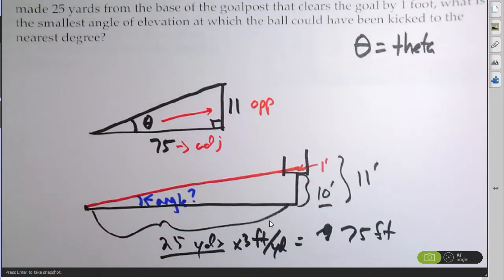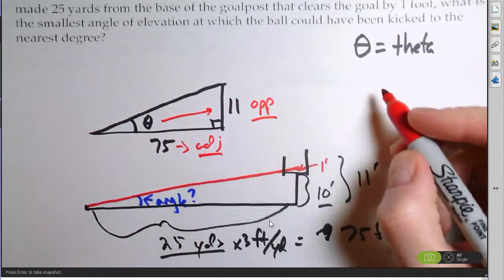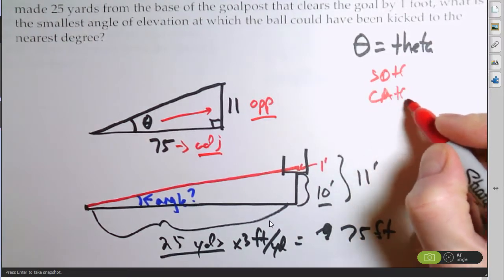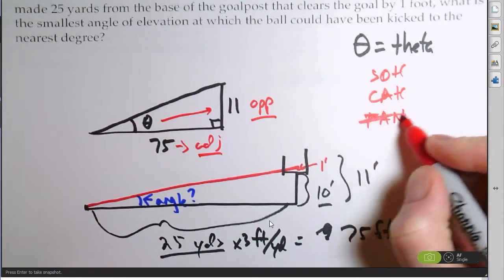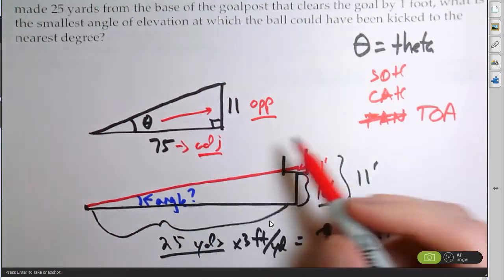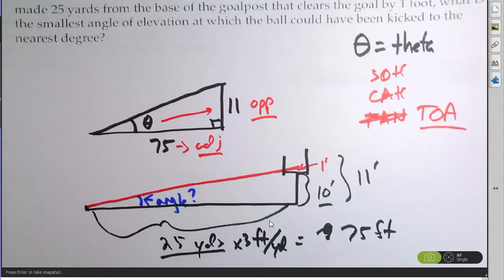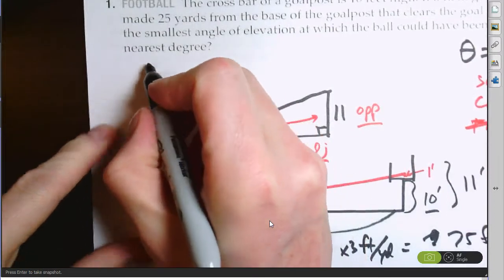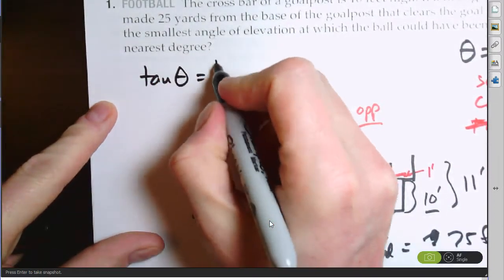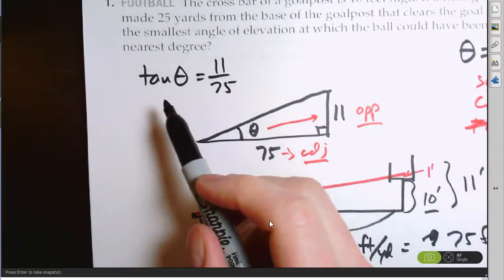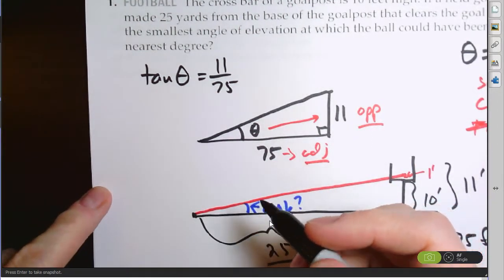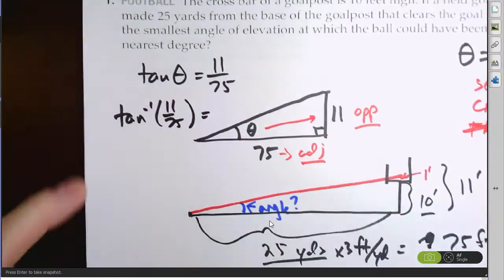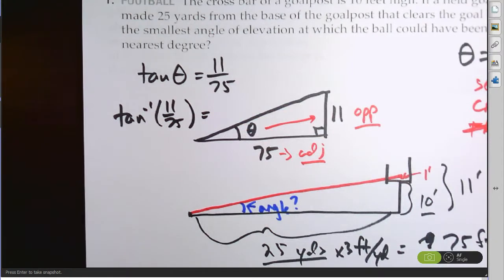Okay, so here we are now. This is opposite, this is adjacent. That means we're going to use either sine, cosine, or tangent. Sorry, TOA. And we have opposite and adjacent. Hopefully you said tangent. So for this problem then, the tangent of theta is 11 over 75. Now, in order to figure out what theta has to be, that's where that inverse function from the day before comes into play. So we'll do inverse tangent of 11 over 75, because that tells us what the angle is that gives us that tangent.